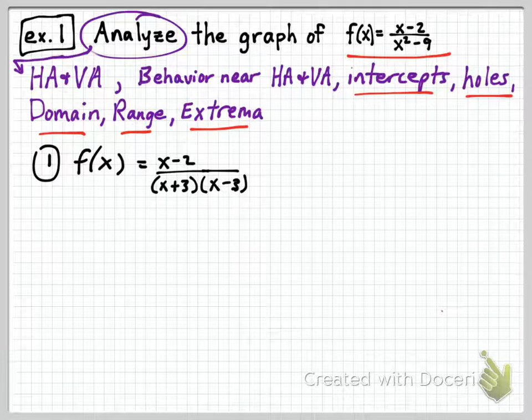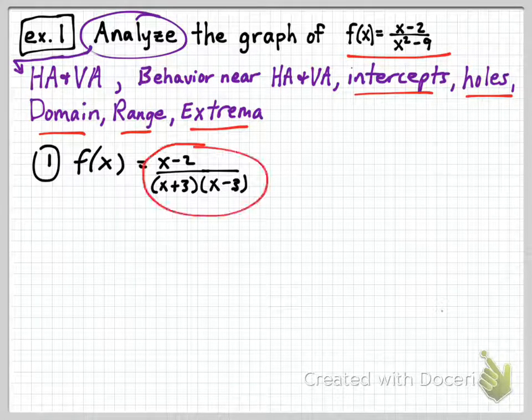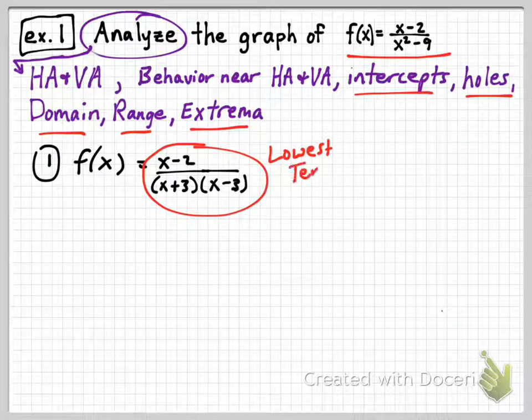Okay. Now, this function f is in lowest terms, because once you factor, if there is the ability to cancel any of the factors, then you're going to do that, and then you'll have lowest terms. Okay, so that's what we consider lowest terms. We're going to be now locating the intercepts.